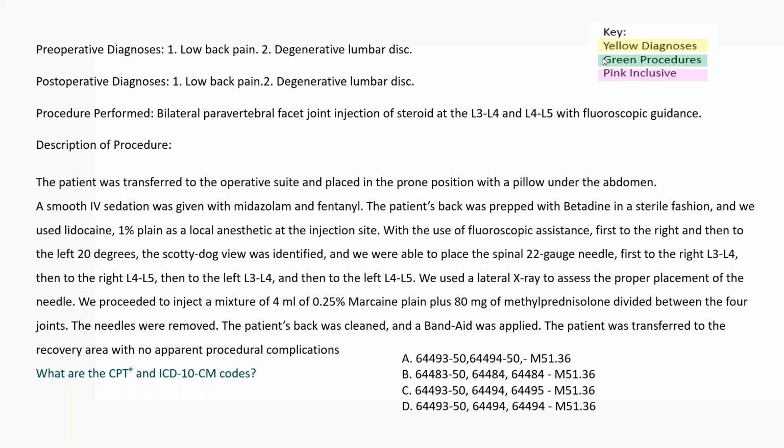With the use of fluoroscopic assistance, first to the right and then to the left 20 degrees, the Scotty dog view was identified, and we were able to place the spinal 22 gauge needle first to the right L3 to L4, and then to the right L4 to L5, then to the left L3 to L4, and then to the left L4 to L5. We used a lateral X-ray to assess the proper placement of the needle. We proceeded to inject a mixture of 4 ml of 0.25% marcaine plain plus 80 mg of methylprednisolone divided between the four joints. The needles were removed. The patient's back was cleaned and a band-aid was applied. The patient was transferred to the recovery area with no apparent procedural complication. Coders, the time starts now.